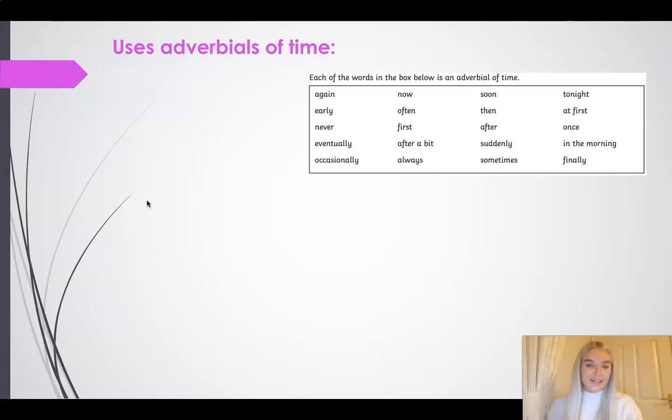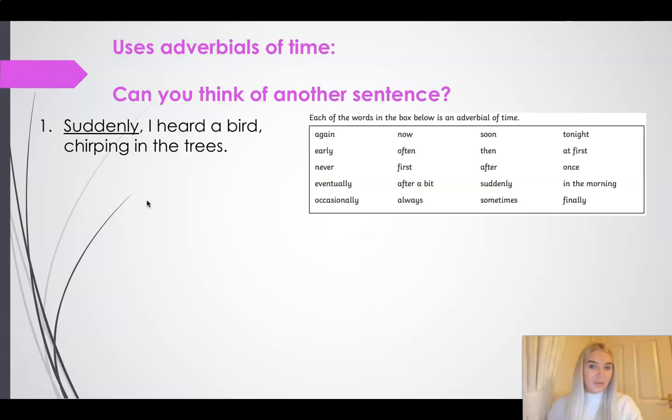I had some fantastic sentences then. Well done. So I used the adverbial of time suddenly. I said, suddenly, I heard a bird chirping in the trees. Now, how could I have made this sentence better? Could I have added some ambitious vocabulary? And where could I have used it?